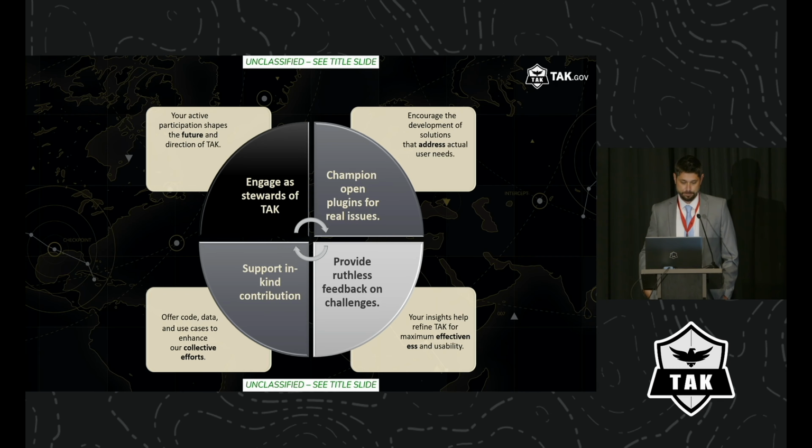Sharing is caring. Support in-kind contributions. We love money, but this isn't about money. Offer your code, data, and very importantly, use cases to the entire TAK ecosystem, of course, based on your distribution level, to be able to help sponsor that collective effort, right? So TAK is not just about software development. It's also about those requirements, those end user requirements, the real requirements, to be able to share those across the services, and the Department of Defense, the federal agencies, all the way down to our public safety friends.